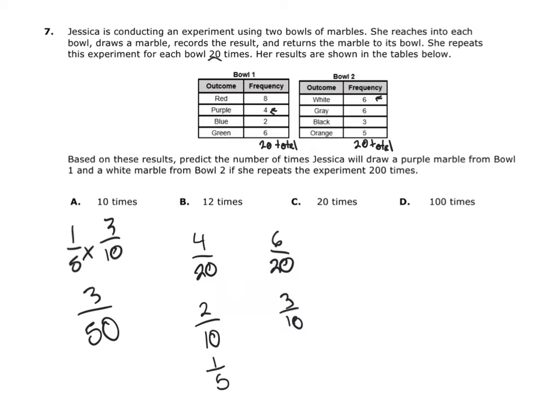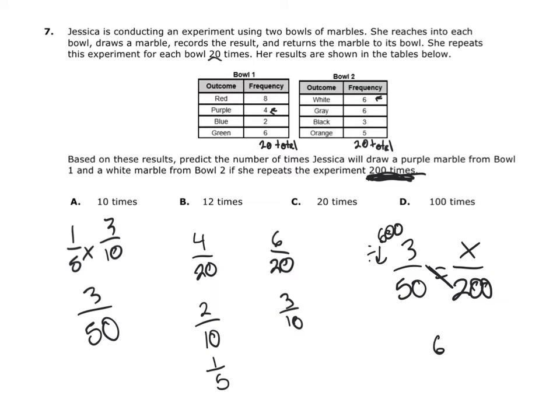So now we can set up our proportion. So we have 3 over 50 equals x over 200 because it wants to know for 200 total times. So we cross multiply. 200 times 3 is 600. Divide down by 50. Top in, bottom out. 50 goes into 6, 0 times, into 60 once. That is 50. Subtract to get 10. Bring down the 0. 50 goes into 100 twice. So we get 12 as our answer, which is B.